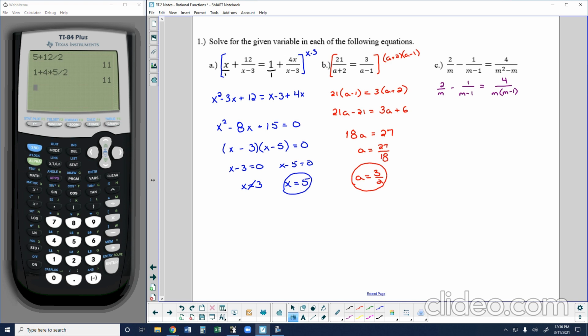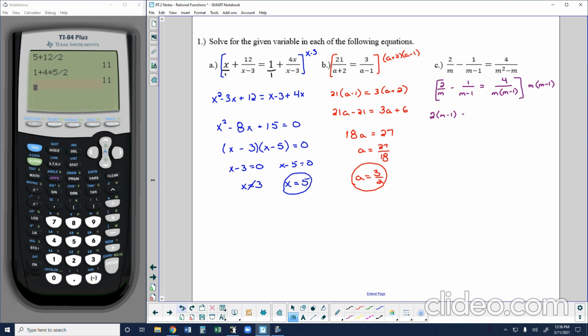Now, if I multiply the first fraction, 2 over m, times m times m minus 1, the m's would cancel. So I would be left with 2 times m minus 1. The second fraction is going to be subtracted. If I multiply this one, the m minus 1's would cancel. So I would be left with 1 times m, which is just m. When I multiply m times m minus 1 to the third fraction, it would eliminate both m and m minus 1, which would give me just 4 on the right side of my equation.